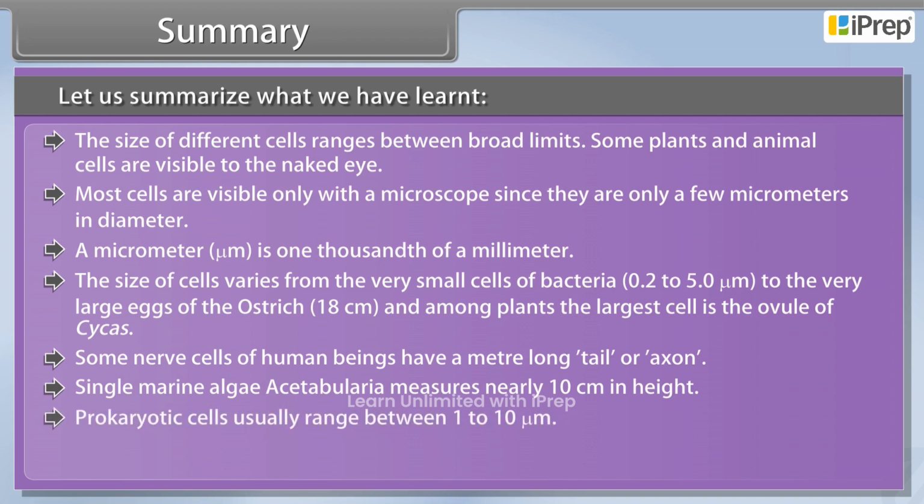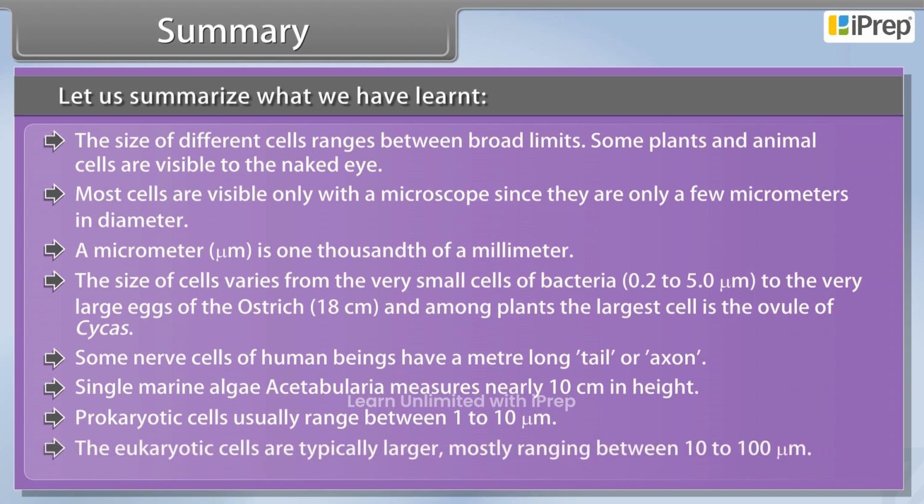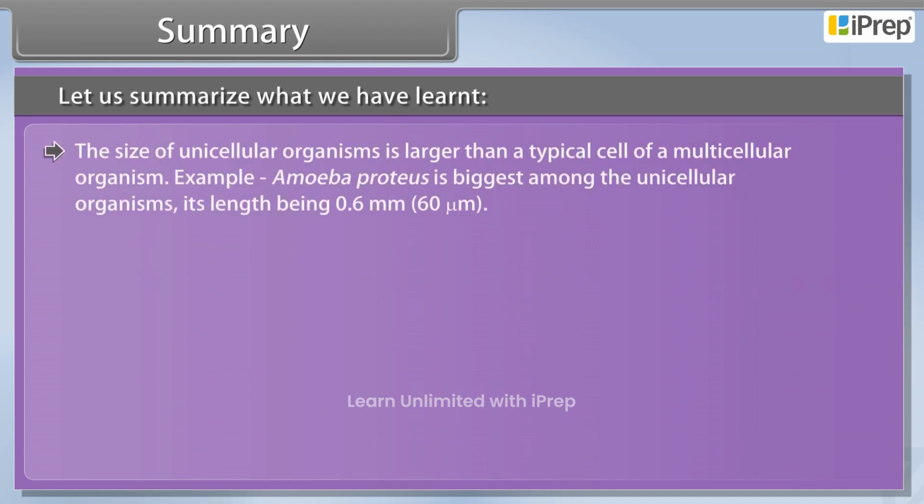Prokaryotic cells usually range between 1 to 10 micrometer. The eukaryotic cells are typically larger, mostly ranging between 10 to 100 micrometer. The size of unicellular organisms is larger than a typical cell of a multicellular organism.